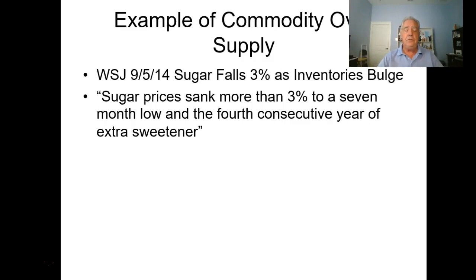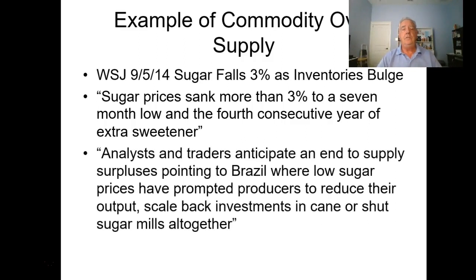So what did the producers do? Analysts and traders anticipated an end of supply. Brazil was in trouble, with low sugar prices. So they reduced the amount of sugar they put into crops. They scaled back their investments in cane sugar, and they shut some sugar mills altogether. So their idea here is that if we're going to affect the prices, we have to reduce the quantity we're producing. This is the same philosophy that OPEC uses in trying to control the price of oil. OPEC is currently trying to get the price of oil higher by restricting output.